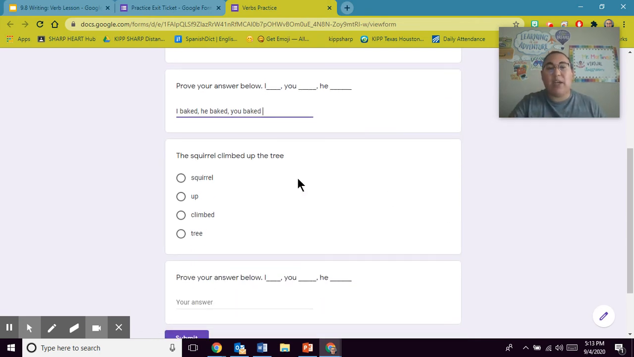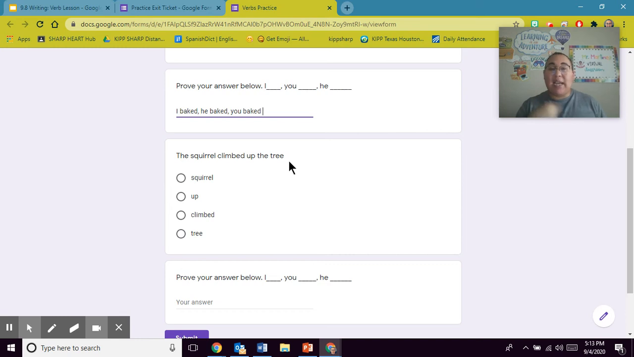Let's try another one. The squirrel climbed up the tree. What is the action here? Is it squirrel? Is it up? Is it climbed? Is it tree? Which verb shows an action? I squirrel, you squirrel, he squirrel? That doesn't show an action. I up, you up, he up? Again, that doesn't show an action.